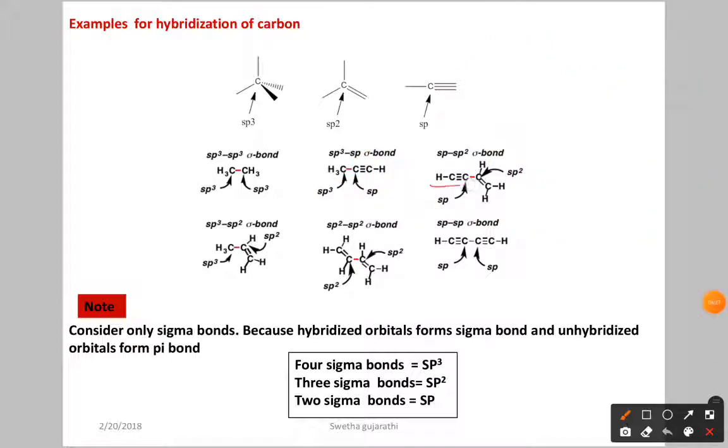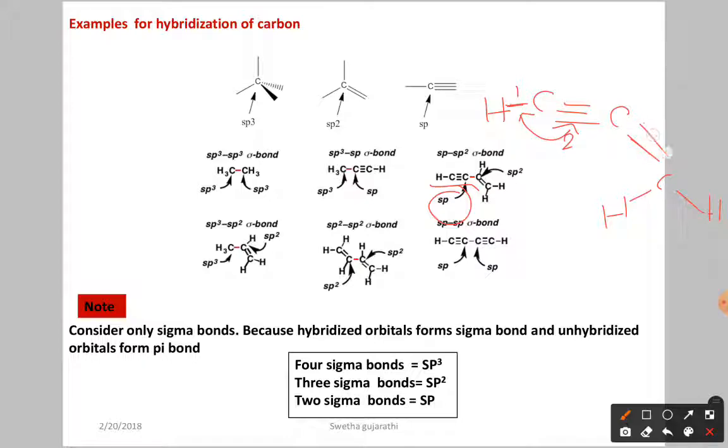Now let us see about this molecule. Here the structure is like this. So now if you see, around this carbon how many sigma bonds are there? We have only 2 sigma. 2 sigma means sp hybridization. So this is first, second one.